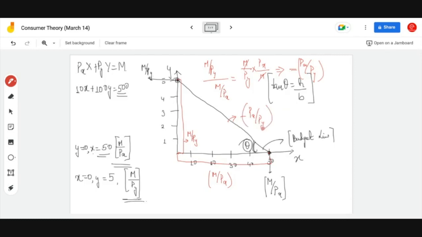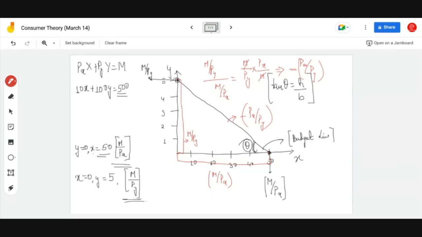Everyone clear? Why is this Px upon Py? Everyone knows, see, we know it is Px upon Py. Okay, this is clear. Pankaj, clear. Harshita, yes, sir. Neha, clear. Monica, yes, sir. Okay.